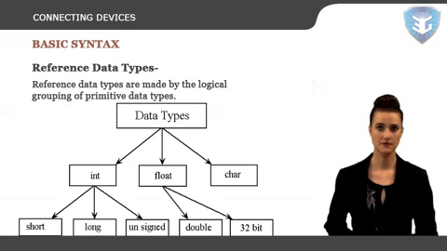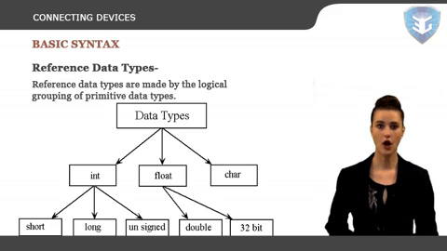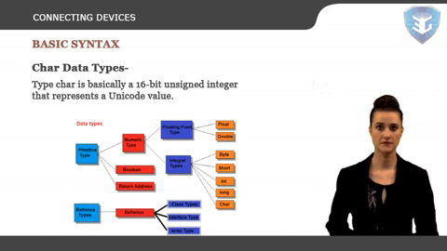Reference data types. Reference data types are made by the logical grouping of primitive data types. These are called reference data types because they contain the address of a value rather than the value itself. Arrays, objects, interfaces, enums, etc. are examples of reference data types. Char data types. Type char is basically a 16-bit unsigned integer that represents a Unicode value. Each printable and non-printable character has a Unicode value.